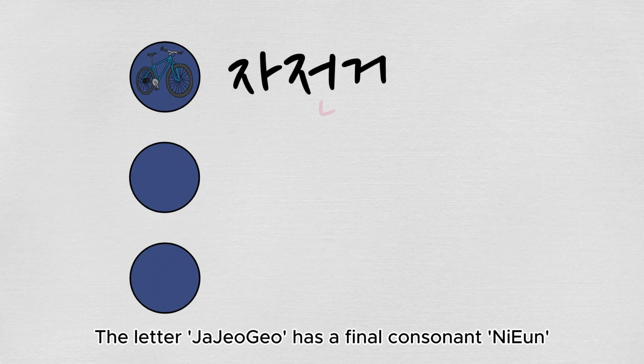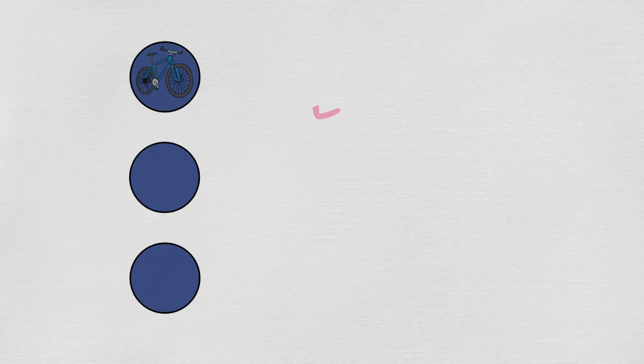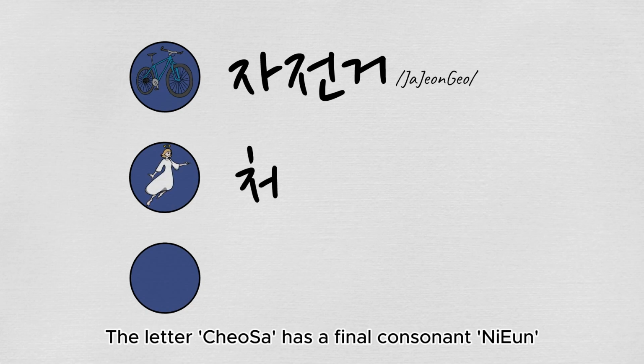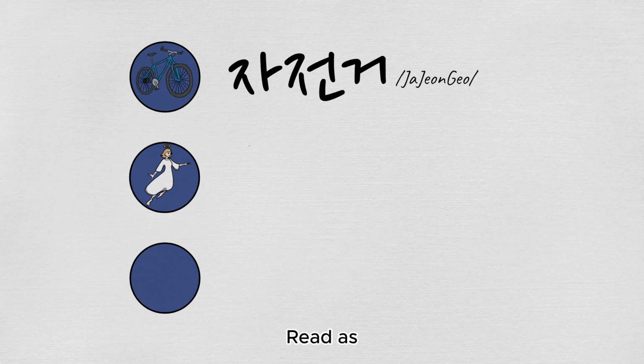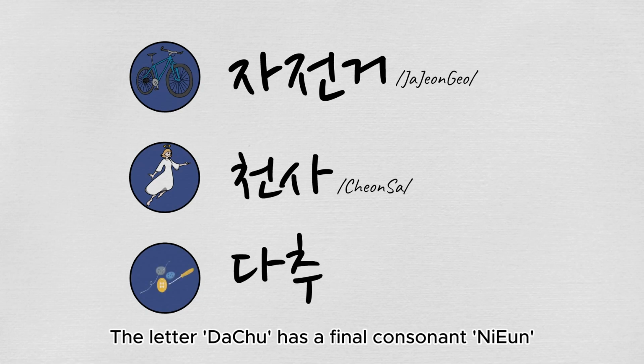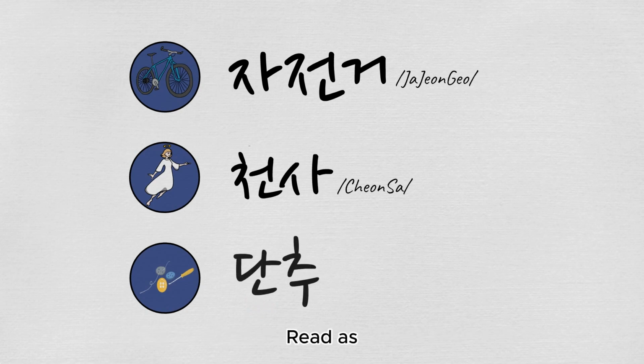The letter 자저거 has a final consonant 니은. It's read as 자전거, bicycle. 자전거. The letter 처사 has a final consonant 니은. It's read as 천사, angel. 천사. The letter 다추 has a final consonant 니은. It's read as 단추, button. 단추.